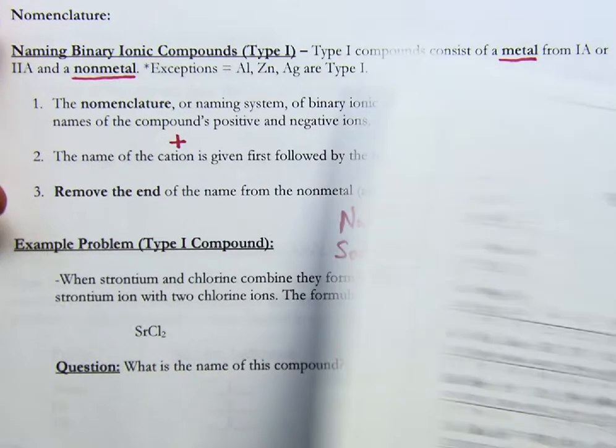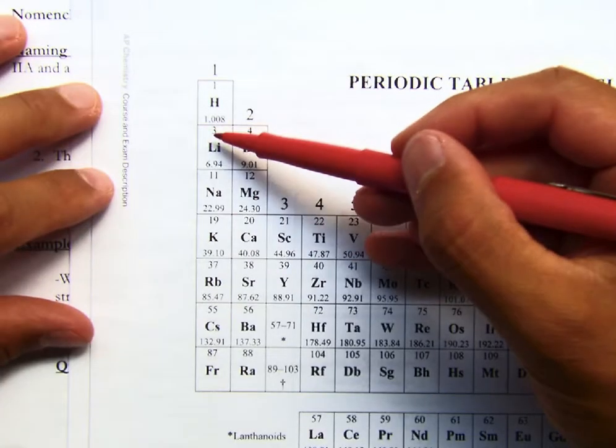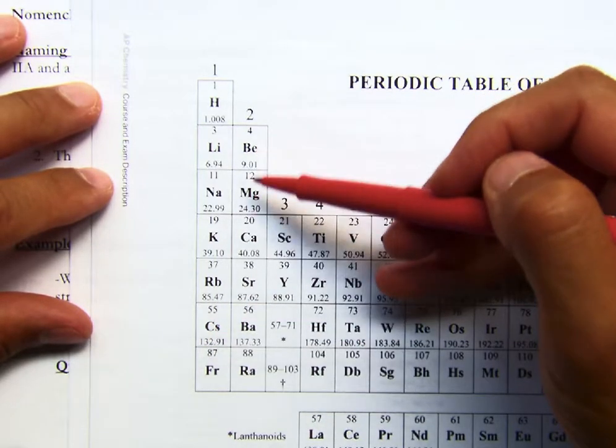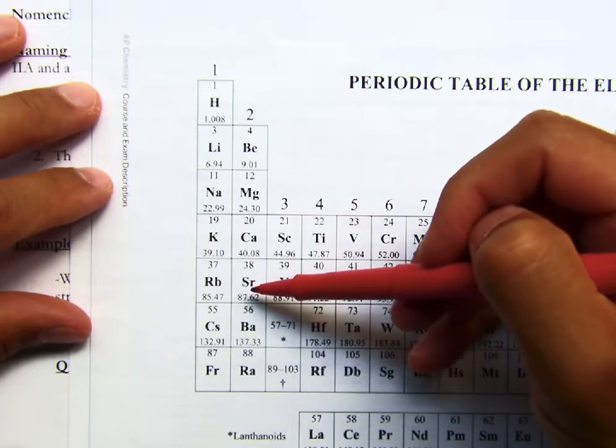Because a little recap, a review of the periodic table, if it's in column 1, it's going to have a +1 charge. If it's in column 2, it's going to have a positive 2 charge. So the fact that it's strontium means it has a positive 2 charge.